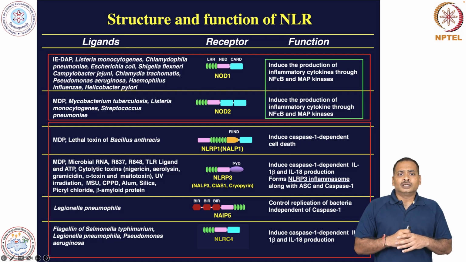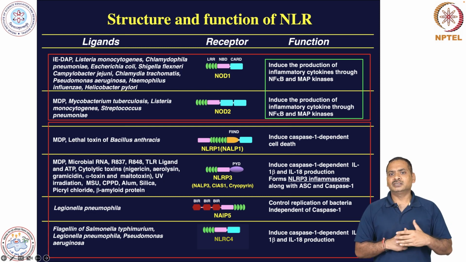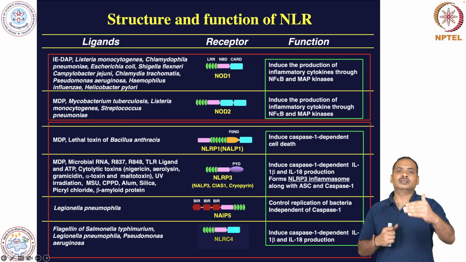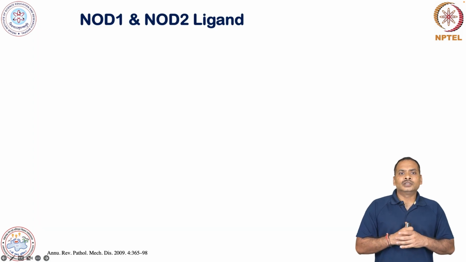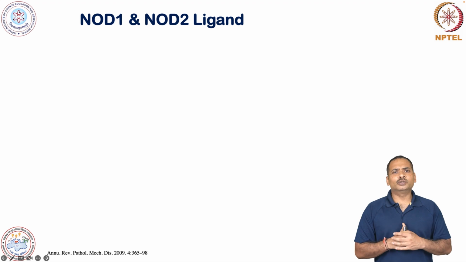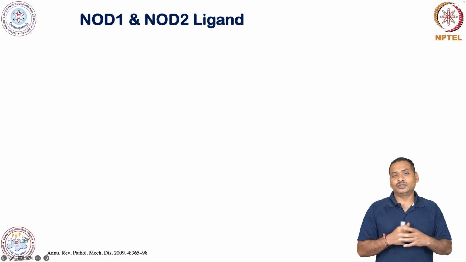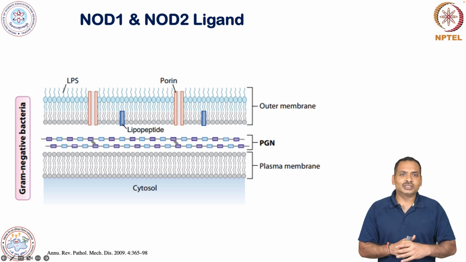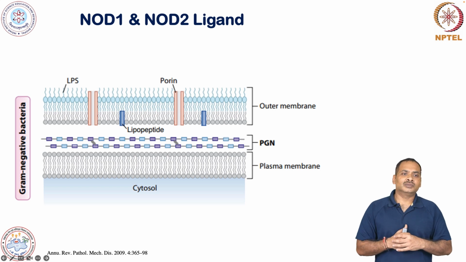So you can see there are two distinct categories. One activates NF-kappa B and MAP kinases, and the other induces inflammasome-mediated cell death or production of IL-1 family cytokines. Now I will explain what this is. You have seen previously that there are ligands for NOD1 and NOD2. You are well aware of the structure of gram-negative bacteria, but I am just showing it for quick understanding.